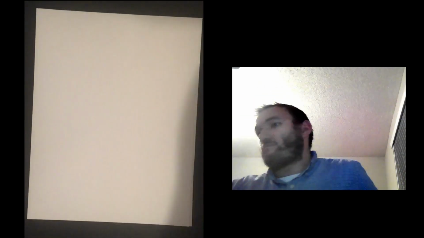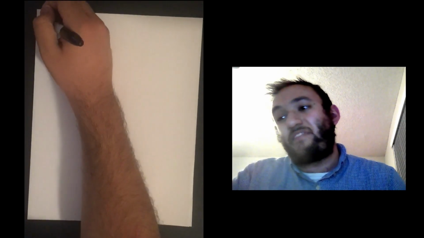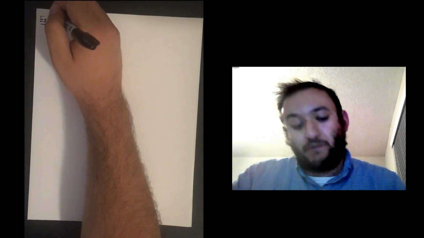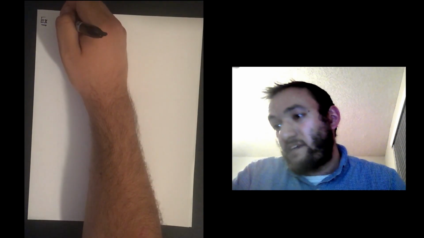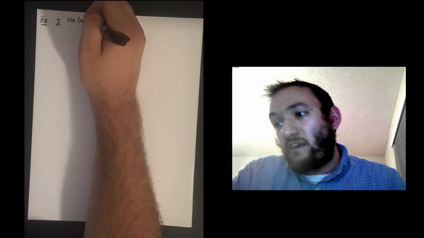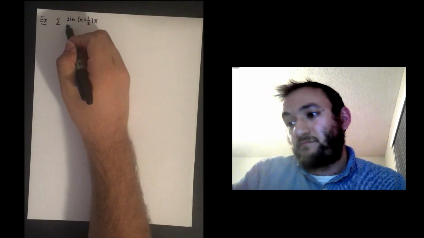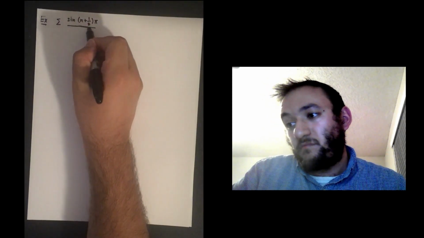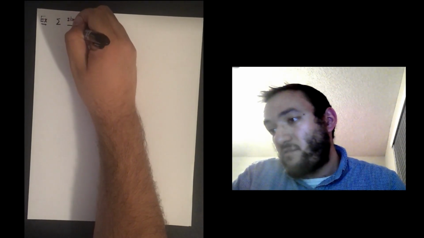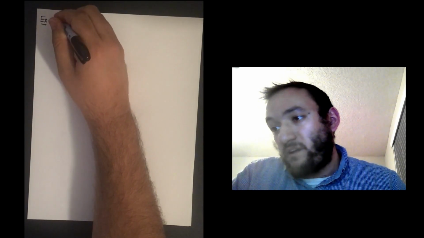Okay. Sometimes it won't be so clear from the series that you're looking at that it's alternating. So here's an example. If we take the sum of sine of (n plus 1/2) pi divided by 1 plus the square root of n, where n goes from 1 to infinity.